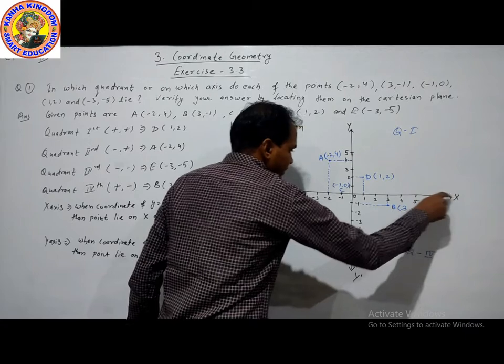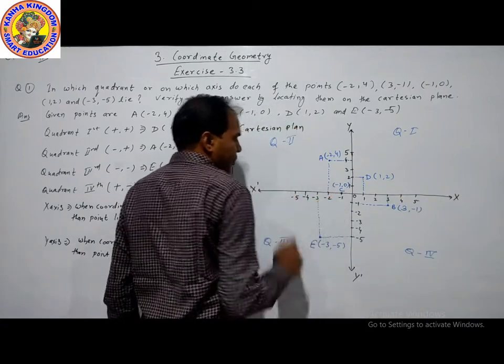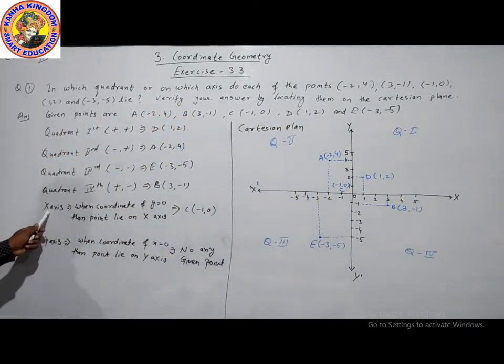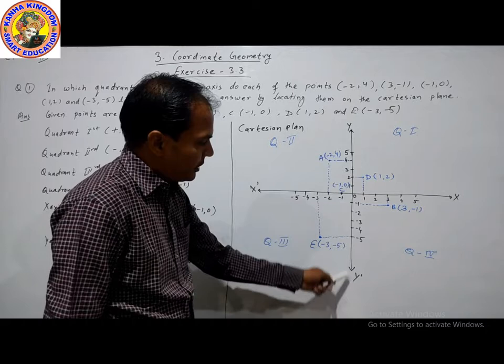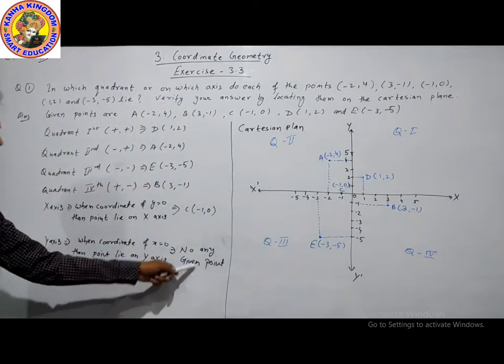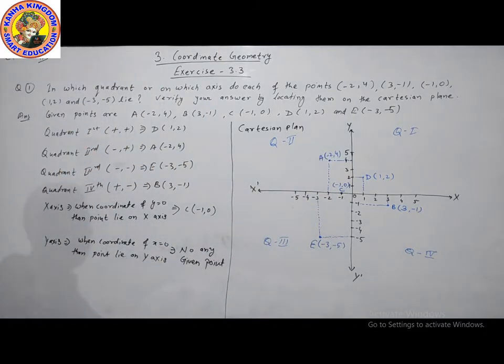This is x-axis. Point C is on the x-axis. Here is y-axis. There is no given point on the y-axis. So this is our answer.